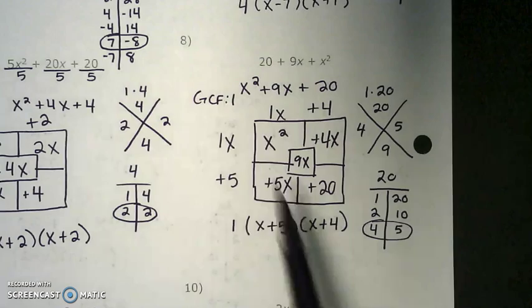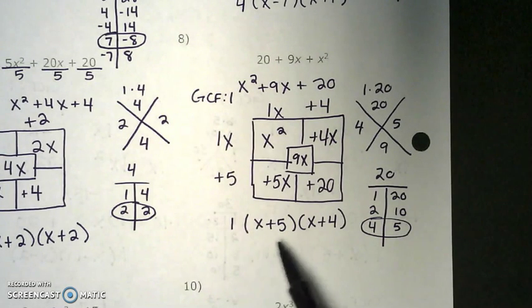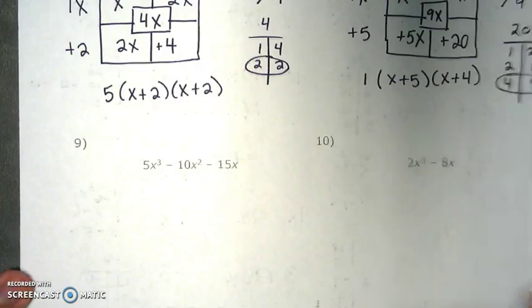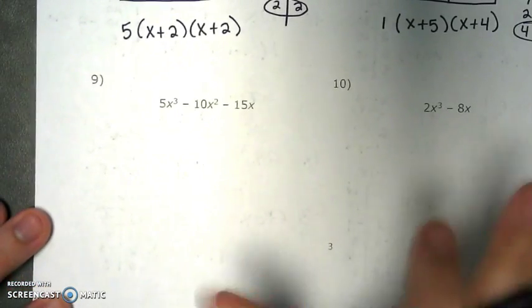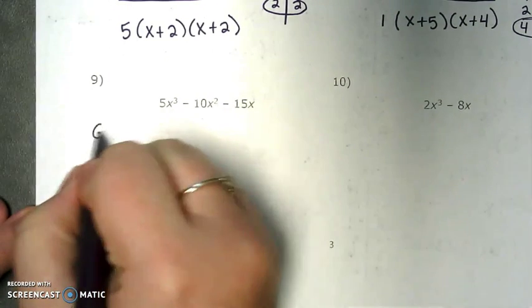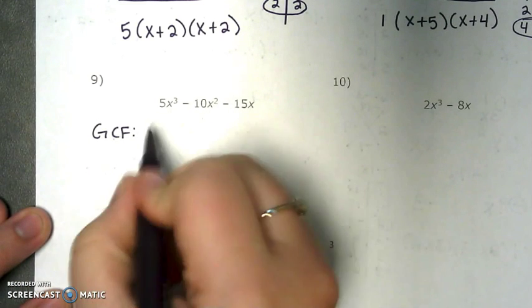So your final answer, you should have got a GCF of 1, and your final answer is 1, x plus 5 times x plus 4. Now this next one is the same, except you always have to be careful with the GCF and a variable. So we know that the biggest number that can go in all of them is 5.